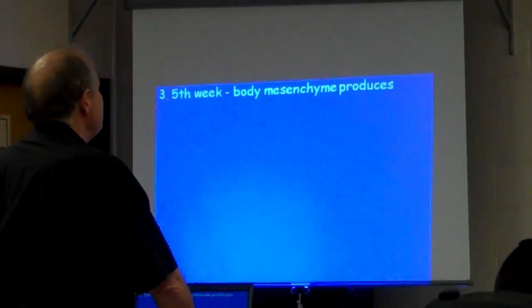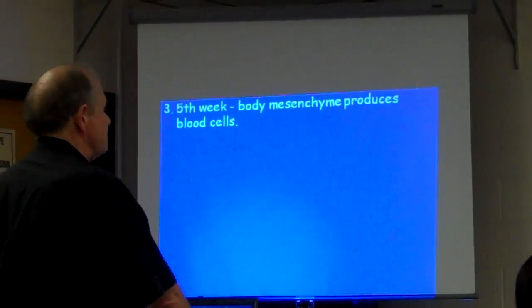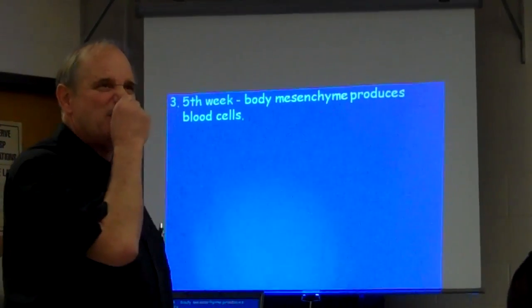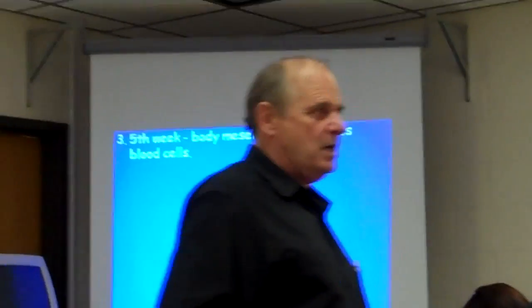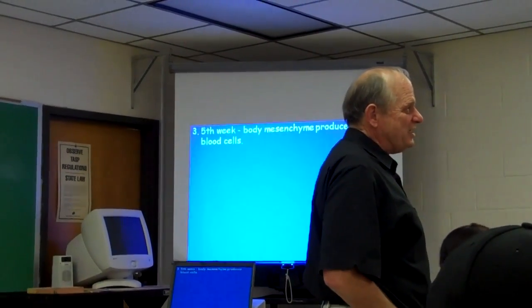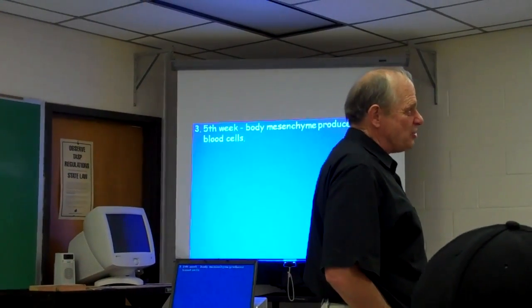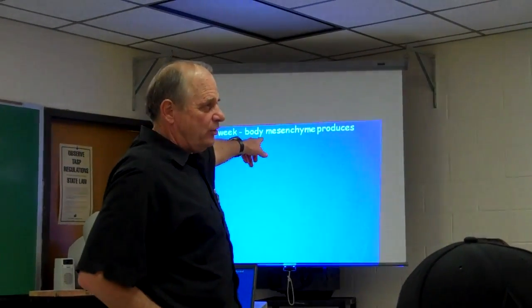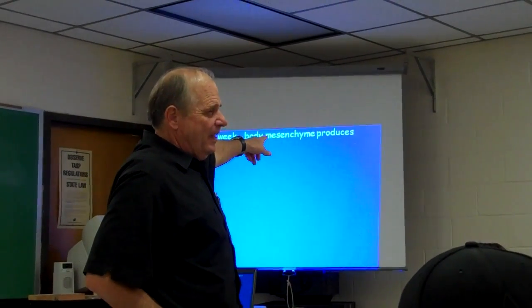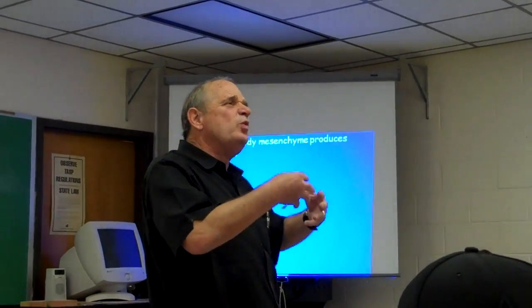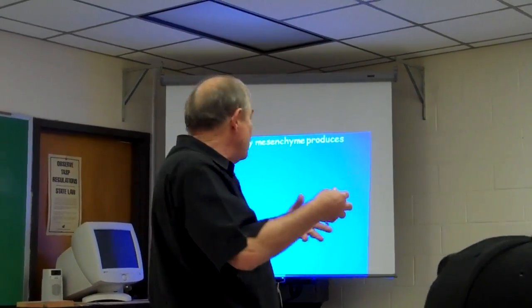By the 5th week, body mesenchyme produces blood cells. Mesenchyme is undifferentiated tissue. Mesenchyme is derived from mesoderm. Mesoderm is an embryonic term. It's undifferentiated, but by the 5th week, mesenchyme begins to produce blood.